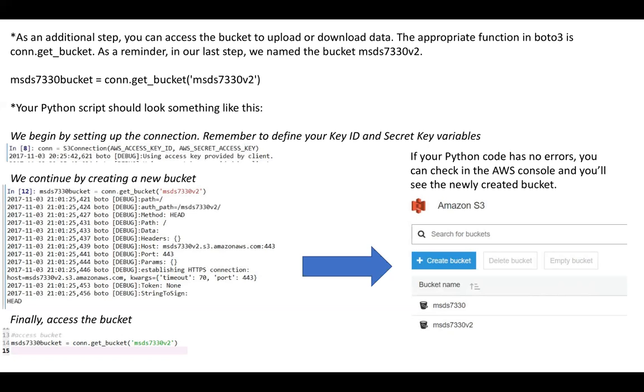If your Python code has no errors, you can check in the AWS console and see the newly created bucket. Once we create this bucket and access it using the syntax below, when you go to Amazon S3, you will be able to see the bucket list, and there should be the V2, which you can see here in the screen below.